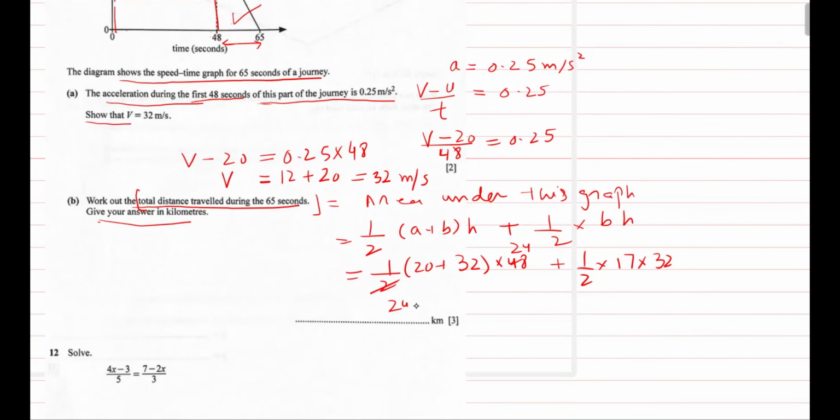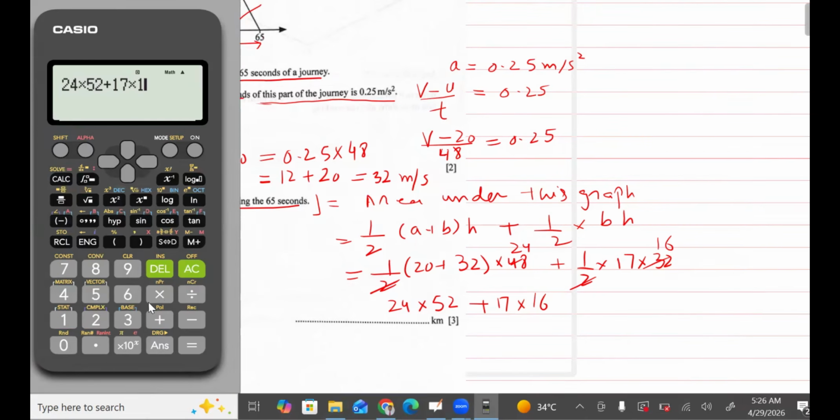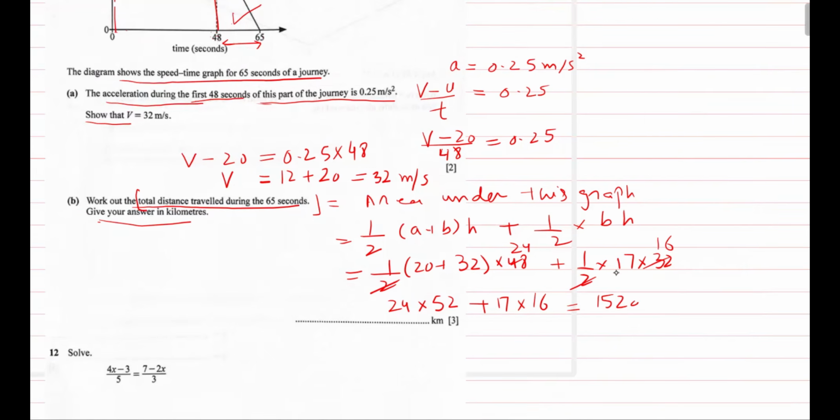24 multiply 52 plus 17 into 16. Here 24 multiply 52 plus 17 into 16. This will be equal to 1520. 1520. Look here.